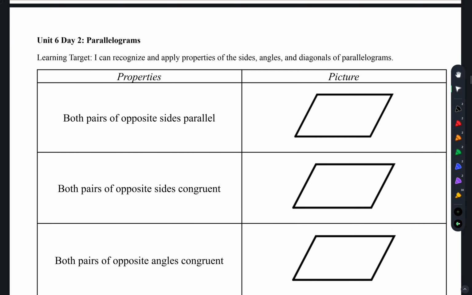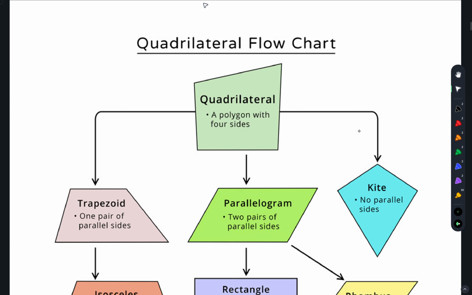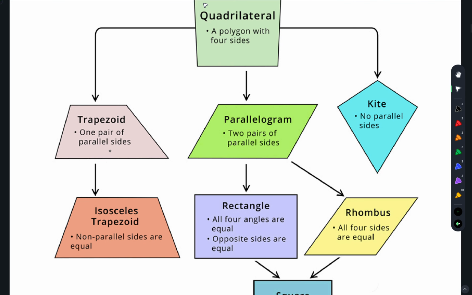2 in our notes. Today's topic is parallelograms. If you flip backwards in your notes a little bit to the very first page, we have this flow chart. Every shape that we're talking about from here on out is a quadrilateral. That's just any shape that has 4 sides. Today we're going to start the first branch of quadrilaterals, which is parallelogram.